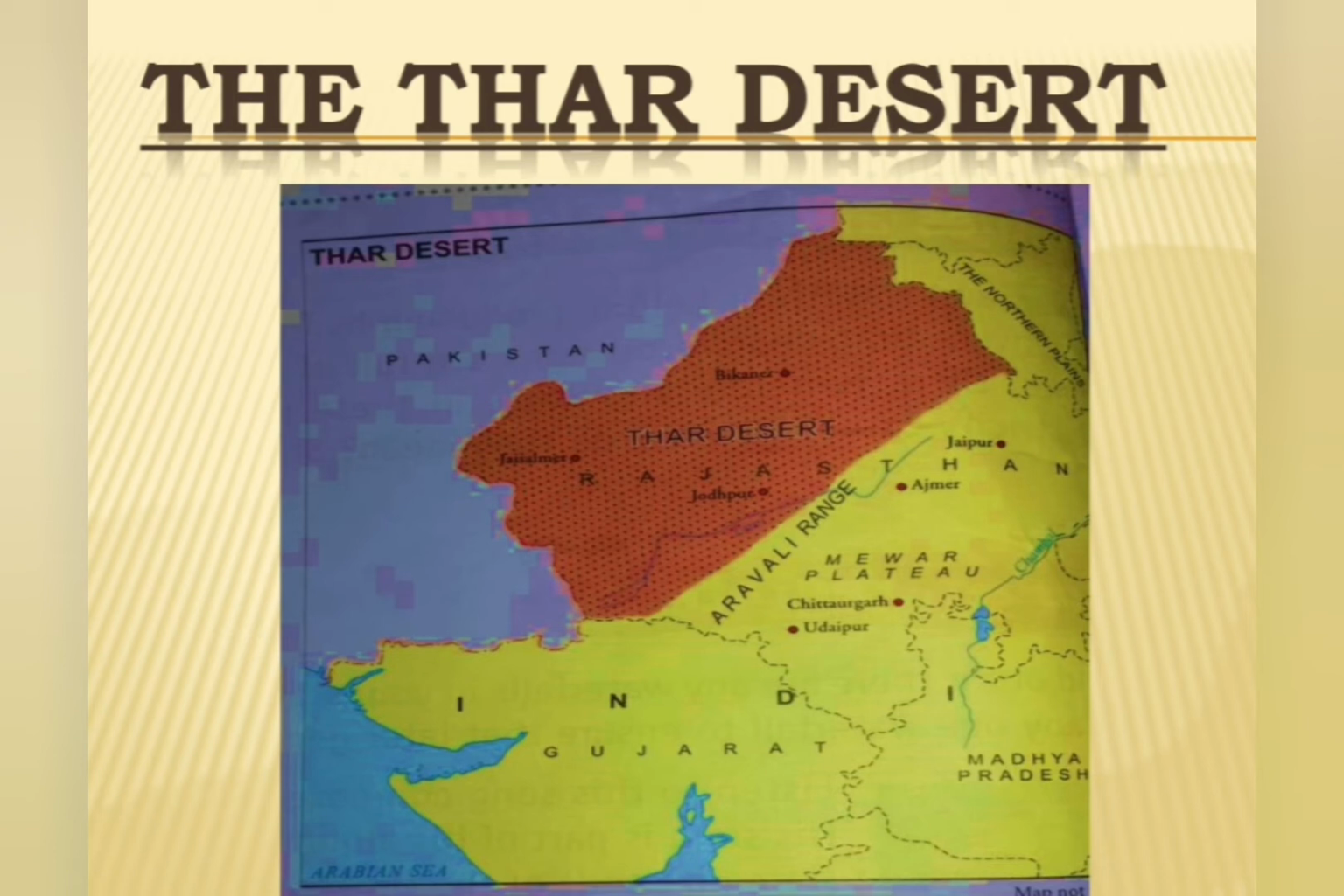Can you say which mountain range lies in the east of the Thar Desert? Yes, Aravalli range. Very good. Observe the map carefully. The Thar Desert covers parts of Rajasthan and extends up to Pakistan in the west. Thar Desert is surrounded by Aravalli range in the east.